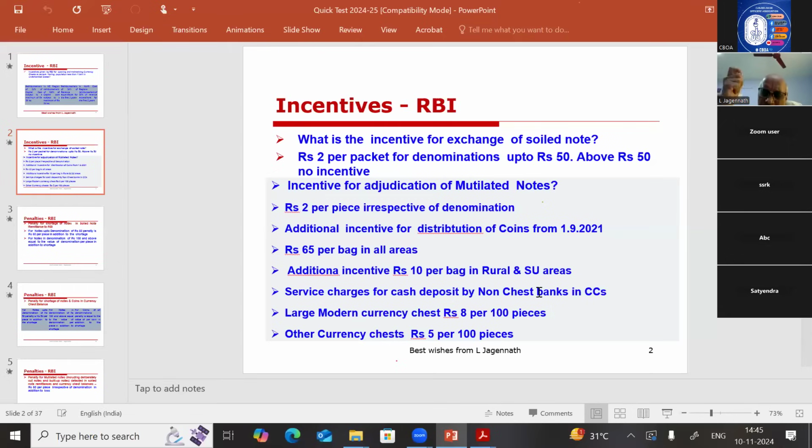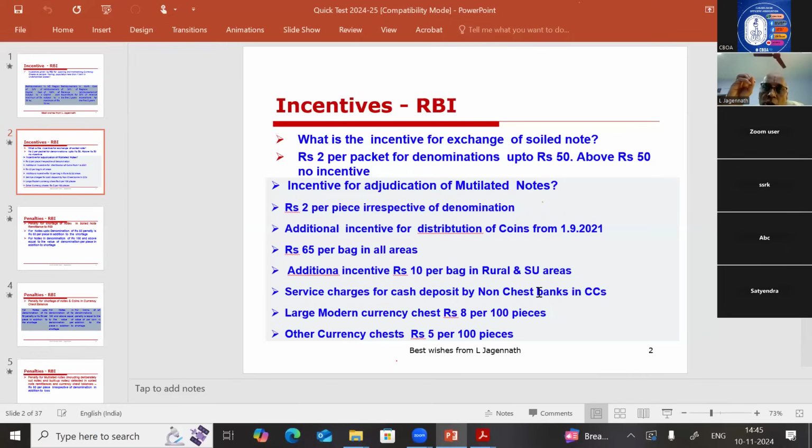Taking an example, let's assume HDFC Bank is not having a currency chest in places like Trichy. Let's assume HDFC Bank is operating in Trichy and peripheral areas, but they are not having a nearby currency chest in Trichy. So what they will do, they will take it up with RBI. Suppose Canara Bank is having a currency chest in Trichy. After talking to both the banks, RBI will link HDFC Bank to Canara Bank in Trichy. There, HDFC Bank is a non-chest bank. Canara Bank is a chest bank.